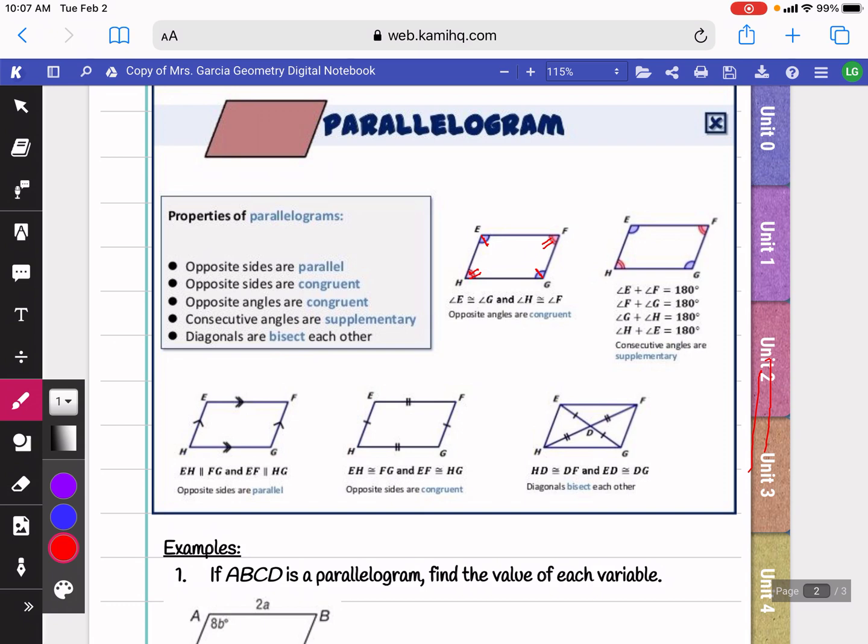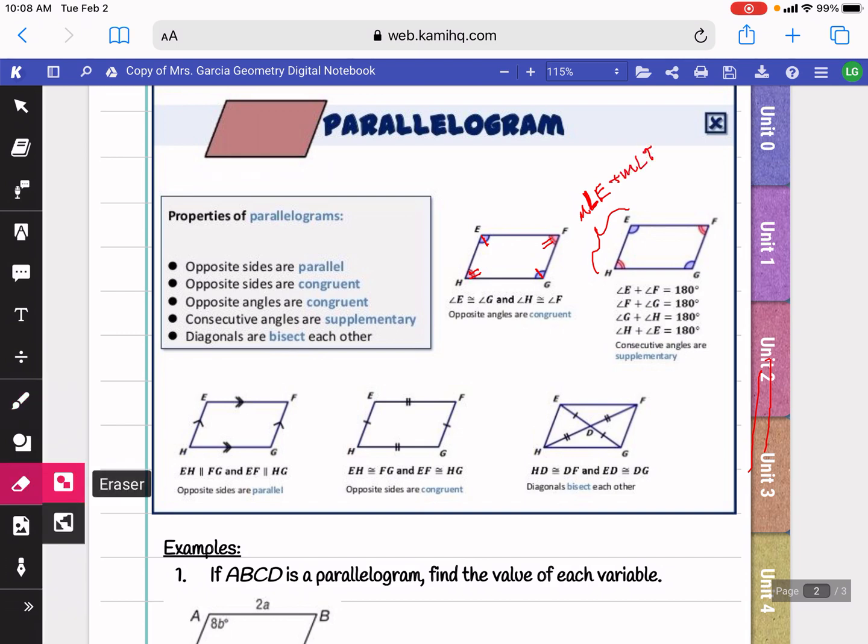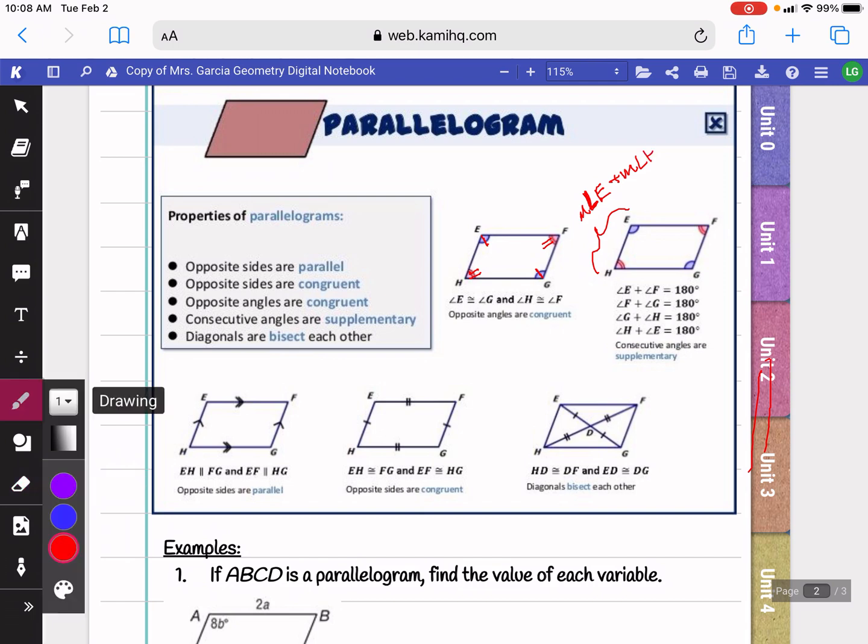Consecutive angles are supplementary. So in other words, if you're looking side by side, that's what I mean by consecutive, they'll add up to 180. Remember, supplementary means they add to 180. So for example, here, the measure of angle E plus the measure of angle H is going to equal 180. So those two angles, when you add them up, will equal 180.